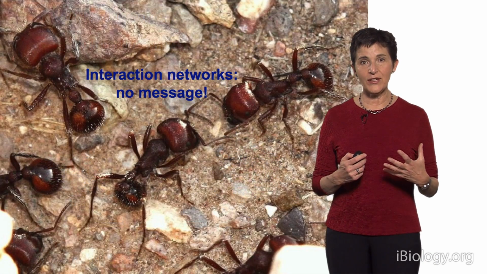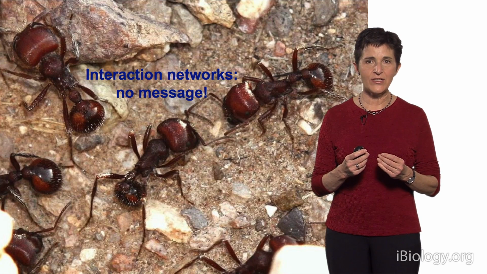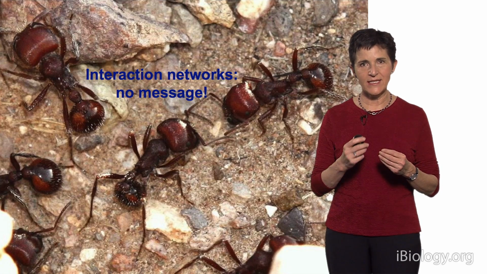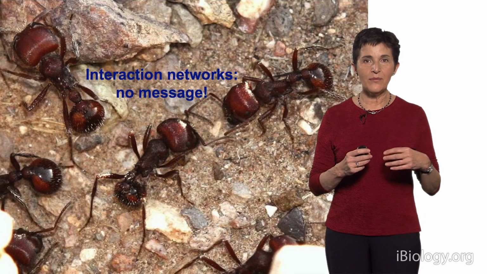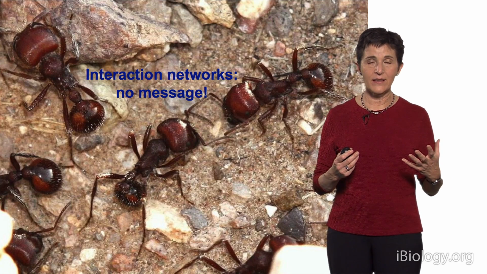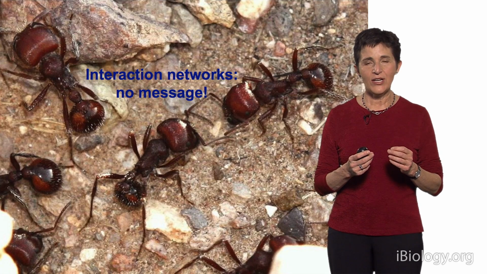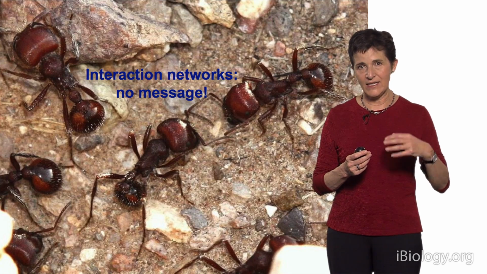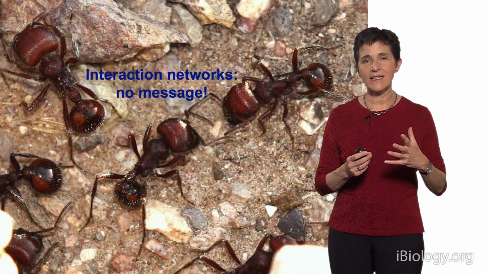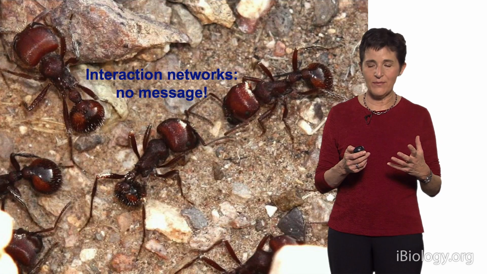Harvester ants use interaction networks consisting mostly of brief interactions when one ant touches antennae with another. Most ants operate mostly by smell. Ants don't see very well, and they smell with their antennae. And when one ant touches another, it can tell if the other ant belongs to the same colony and what task it's been doing. And these interaction networks then carry no other message.